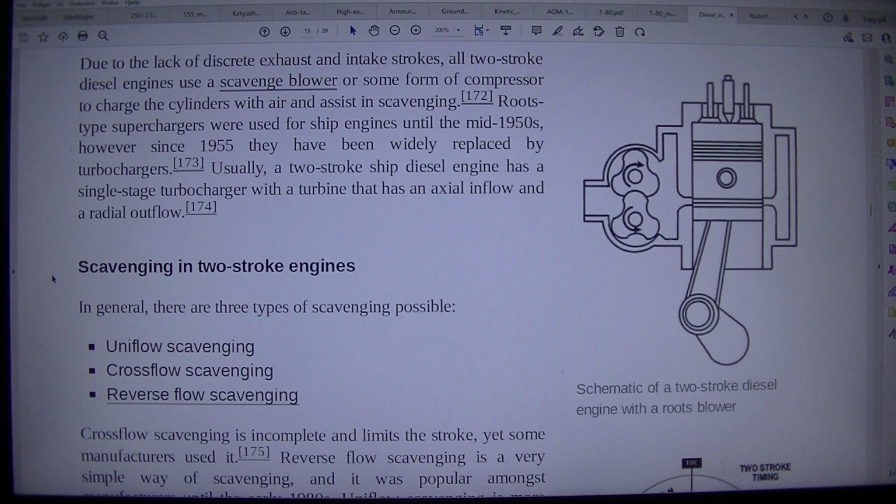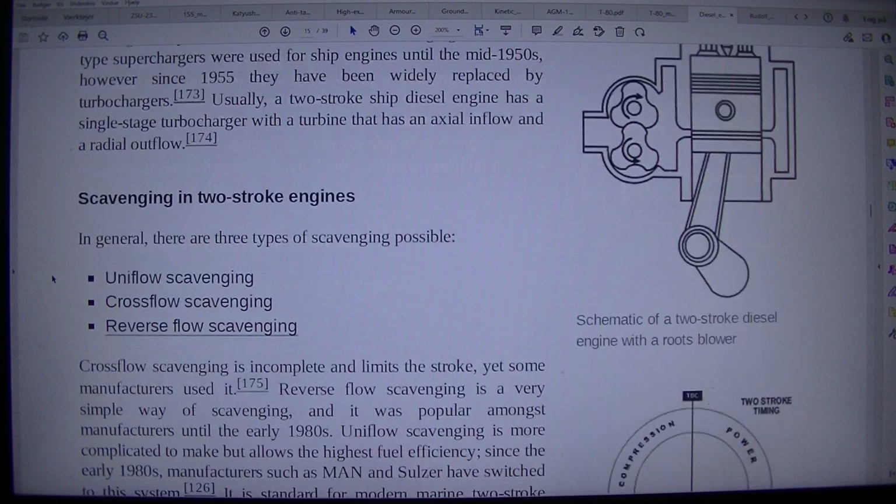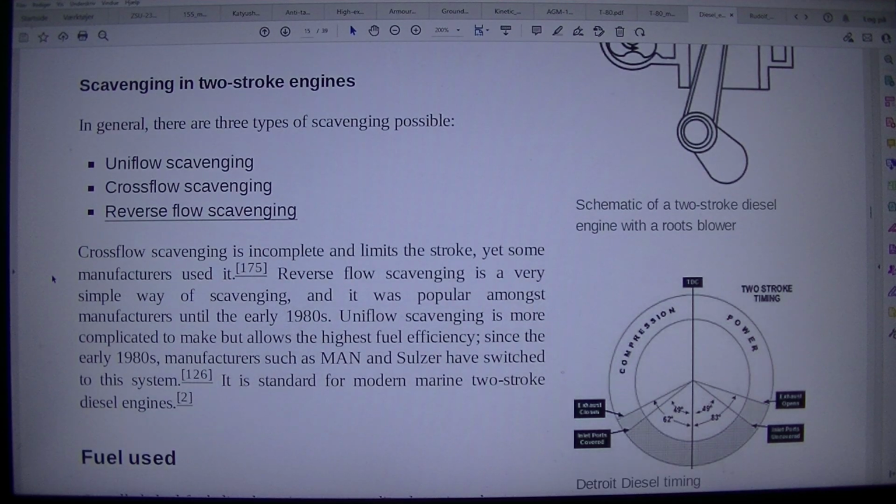Roots type superchargers were used for ship engines until the mid-1950s. However, since 1955 they have been widely replaced by turbochargers. Usually, a two-stroke ship diesel engine has a single-stage turbocharger with a turbine that has an axial inflow and a radial outflow.